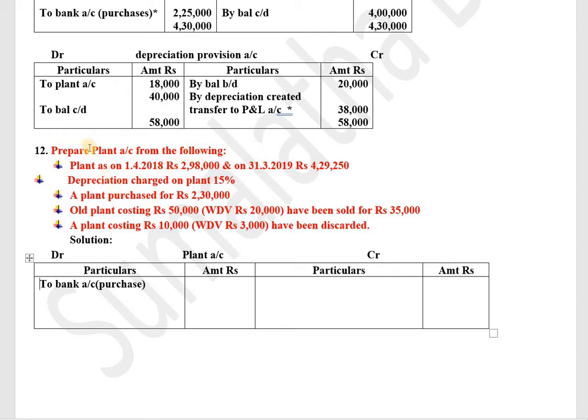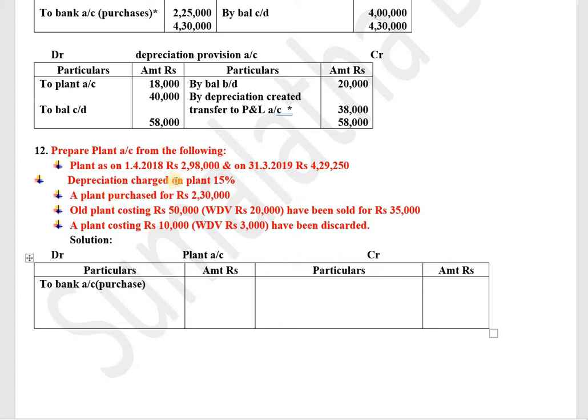In this question, prepare plant account from the following. That means plant account, and all the information related to that particular plant they will have given. Now we need to go for recording the same. Plant as on 1/4/2018 is 2,98,000, and the 31st, that is the opening and closing balance, is given. Opening balance, to balance brought down, 2,98,000 we take. Closing, by balance carried down, 4,29,250. Debit to credit you do.